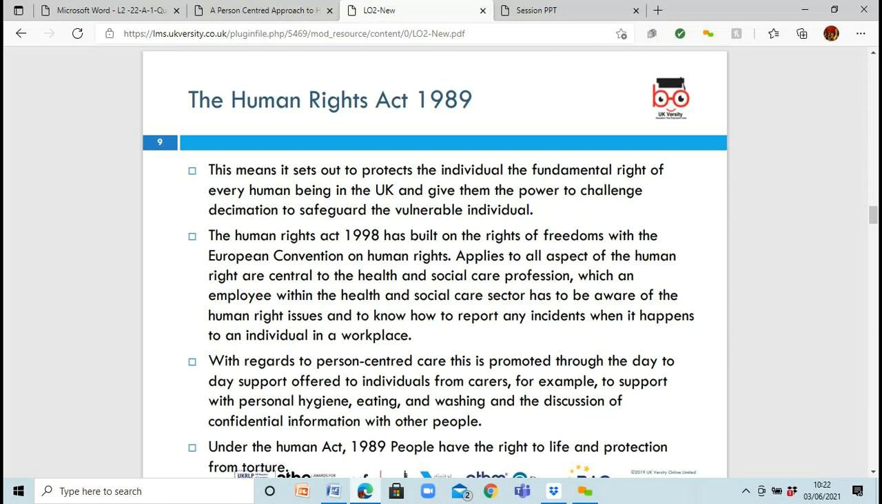In a person-centered approach, this is done through day-to-day support where you're offering care to individuals. You're giving them support with their personal hygiene, their eating, their washing. You might be talking about confidential information, but you're still making sure that you're only talking about these things with the right people and in a secure place. And under the Human Rights Act of 1989, people have the right to life and protection from torture.